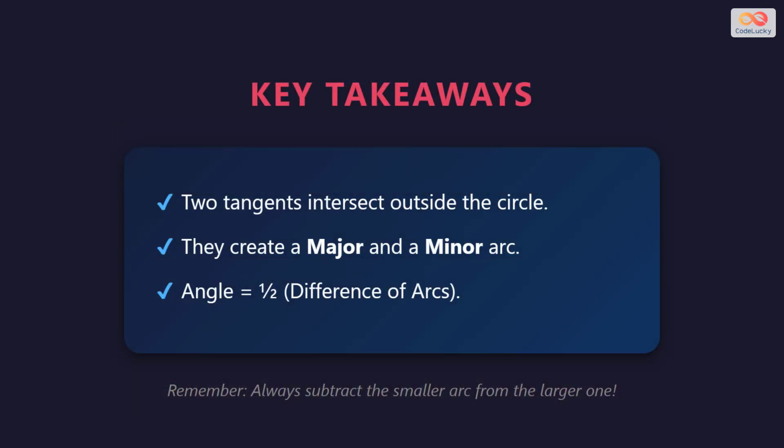To wrap up, remember that when two tangents meet outside a circle, they create a major and a minor arc. The angle between the tangents is simply half the difference between these two arc measures.